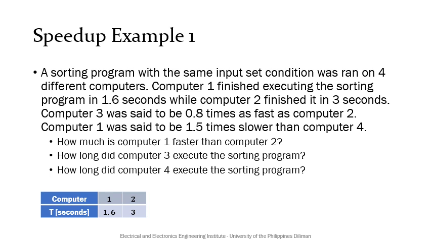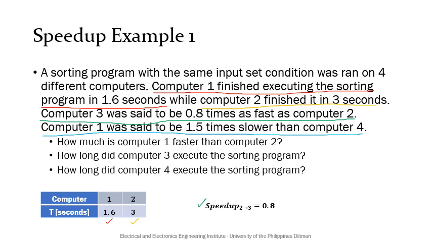To summarize, we are already given the execution times for computers 1 and 2. Let T represent the execution time in seconds. It was also said that Computer 3 was 0.8 times as fast as Computer 2, and thus the speedup from 2 to 3 is 0.8. The last statement in the given can be reversed, and we can say that Computer 4 is 1.5 times faster than Computer 1. In this reversed statement, the reference becomes Computer 1. Thus, the speedup from 1 to 4 is 1.5.